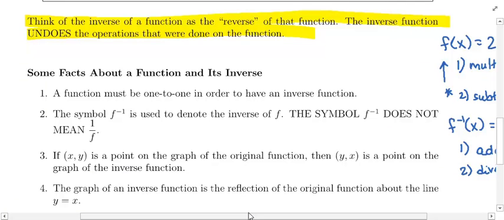Now don't worry, you're not going to do what I just did. If I give you a function, I'm not going to expect you to eyeball it and undo all the operations. There's a process for actually coming up with the formula. So don't worry about that. I'll show you that in a minute.